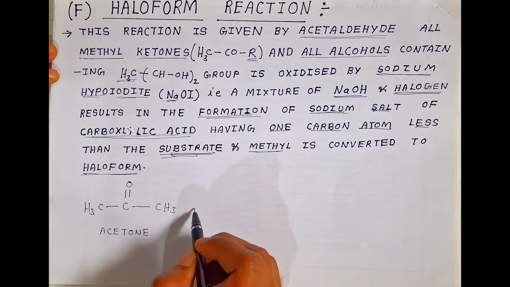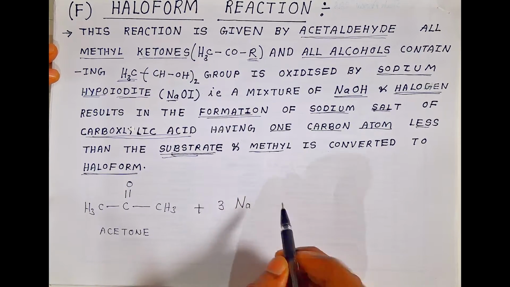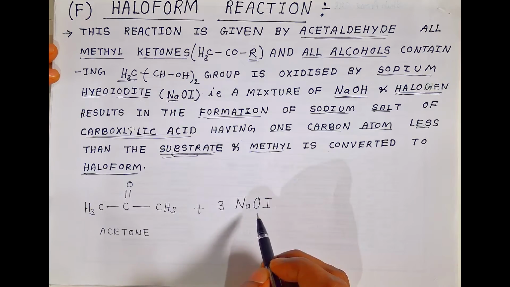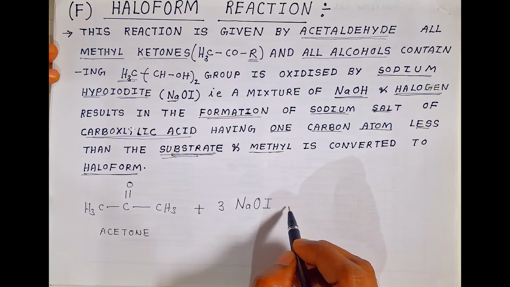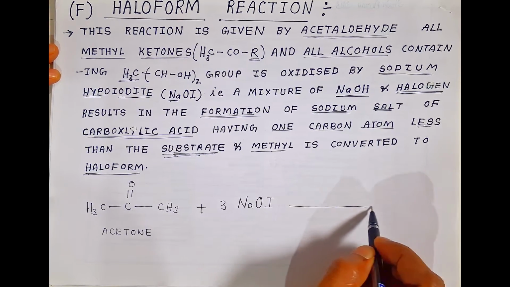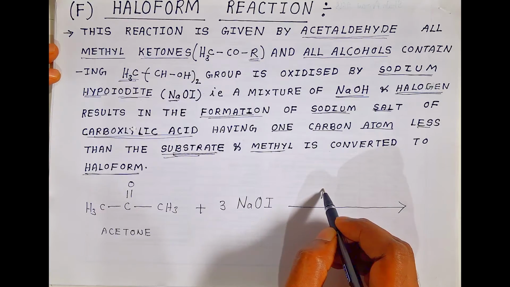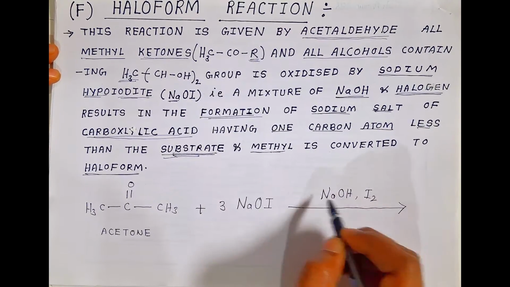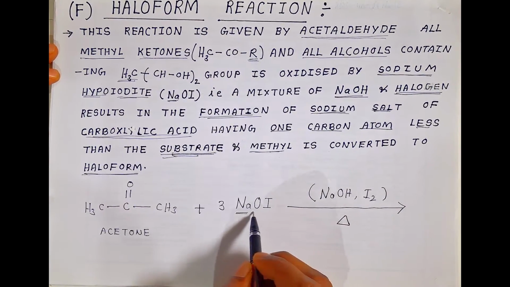Okay students, so here three molecules of sodium, this is sodium and oxygen stands for hypo, and iodine is there students, we call it sodium hypoiodide. Now how it is prepared students? It is prepared by a mixture. If you take the mixture of NaOH and iodine students and heat it, it will form sodium hypoiodide.